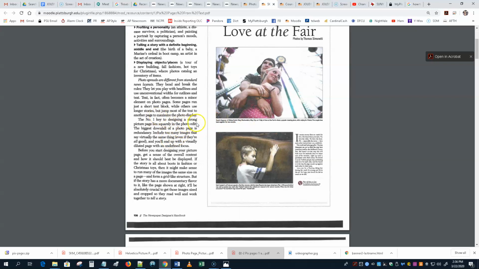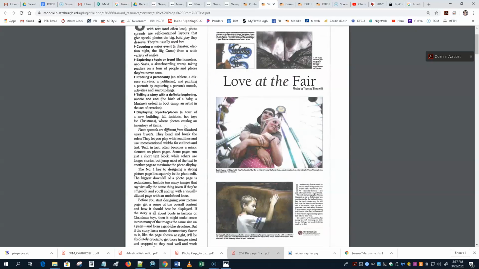The key to designing a strong picture page lies squarely in the photo edit. It's how good the photos are, how well they are edited. It's really got to have good photos. You can't just say, well, there's an event, he took a lot of pictures, we can make a picture page out of it. Did the photographer, did he or she really shoot the photos thinking of a lot of variety and how much interest they're going to have, and really showing you what their skill really is. So you should get a sense of the overall content first.